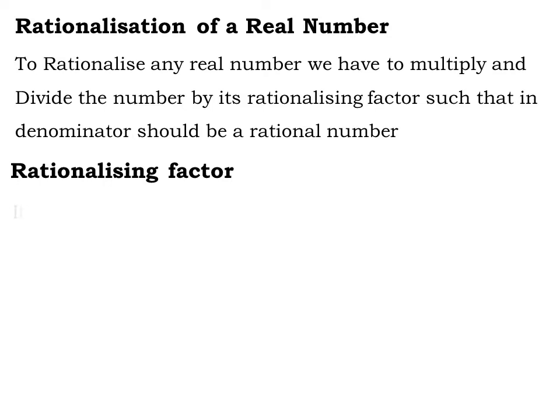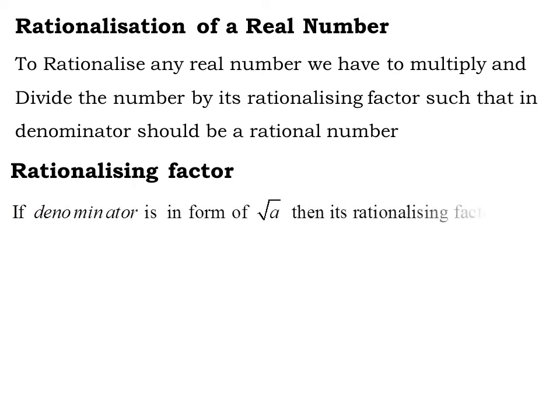The first type is, if the denominator is in the form of root a, then its rationalizing factor is also root a. So whenever the denominator is in the form of root a, we have to multiply and divide that number by root a. How can we do it? Let's take an example to understand this concept.